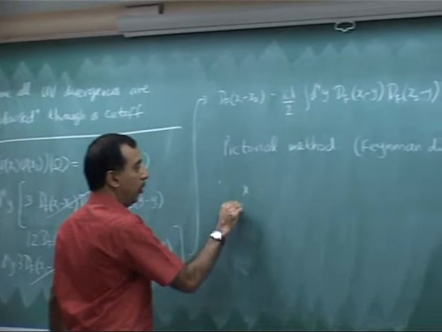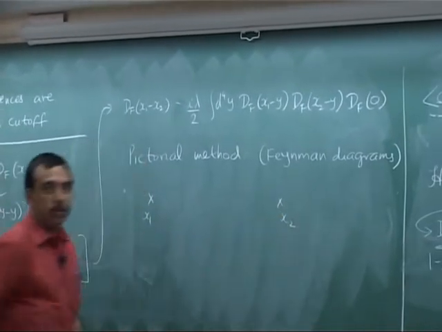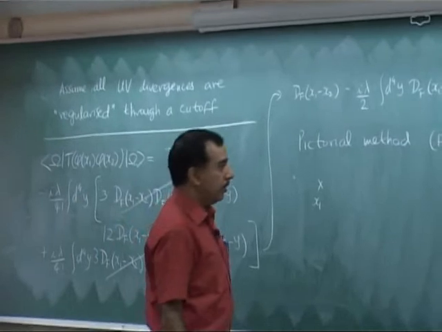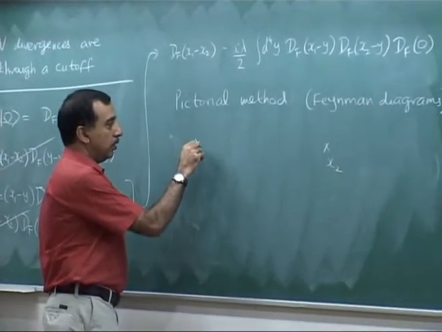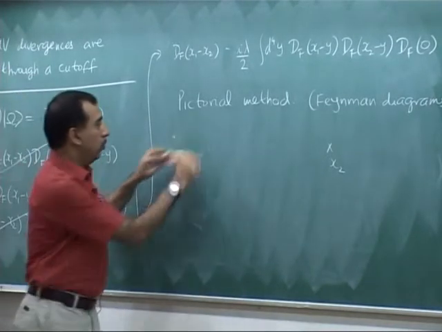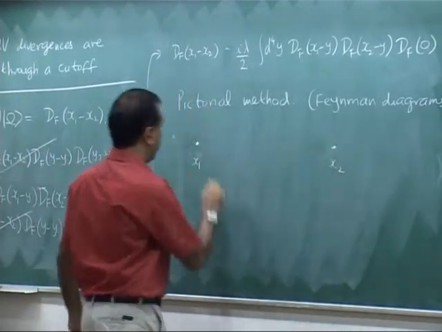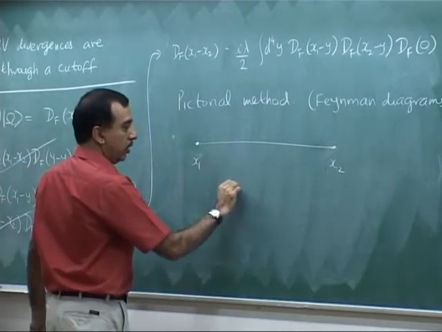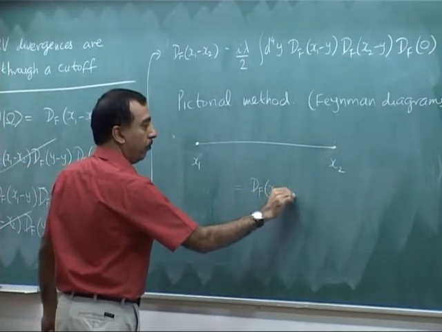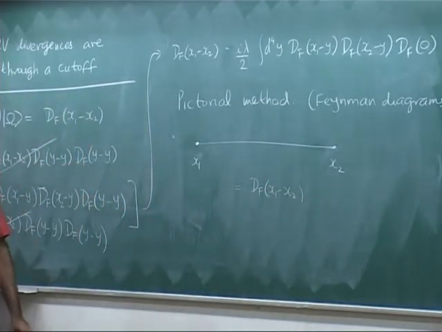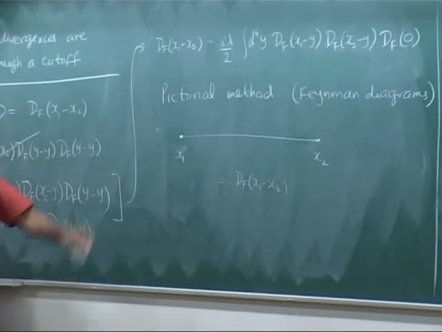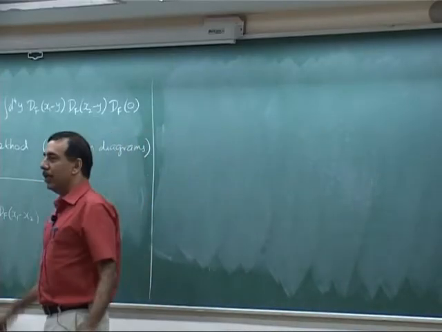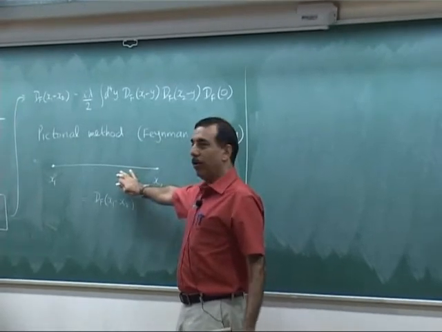So, let me mark a point x1 and somewhere else a point x2. Now, there are many things I can do. First of all, the rule says that all points should be joined to all other points. I won't put an X, that may confuse us. I'll put a dot. So if I join this by a line, each line represents DF. So this diagram is DF of x1 minus x2. To lowest order, that means when there's no interaction, this is the only thing I can do. Now we'll see what happens when there is an interaction. I should decide to what order in the interaction I want to work. This diagram is for 0th order.